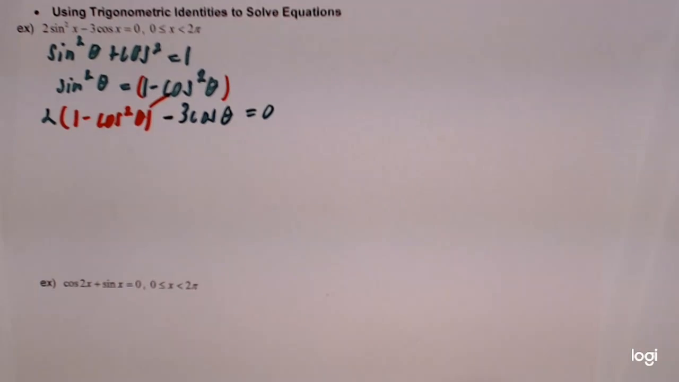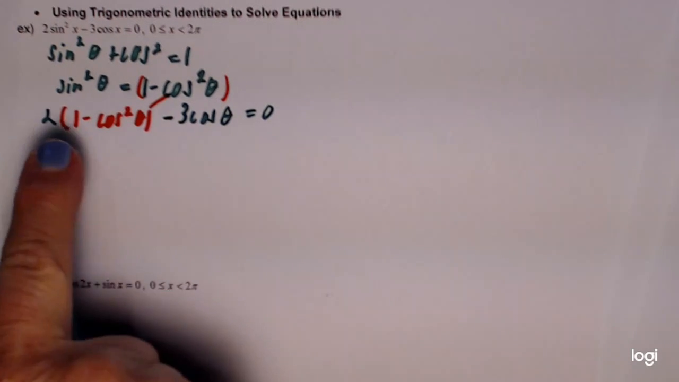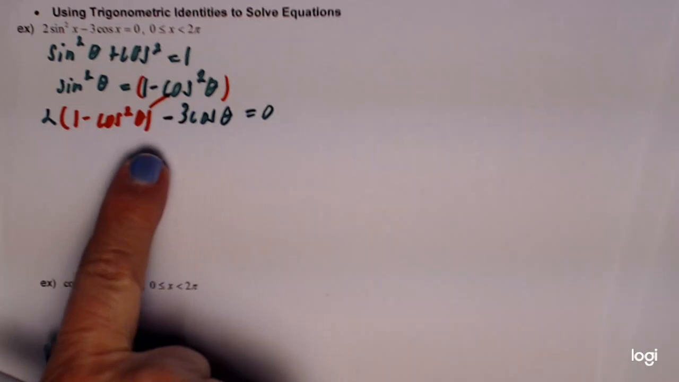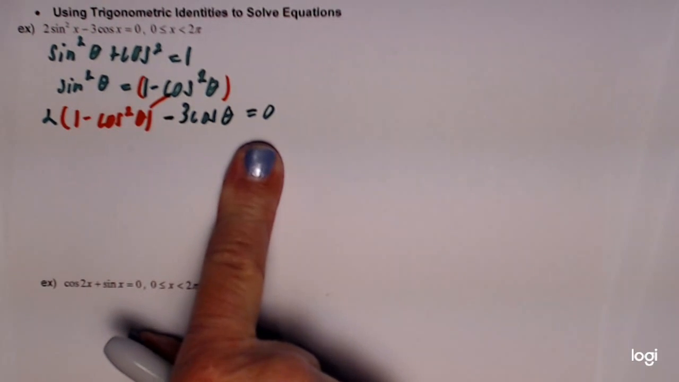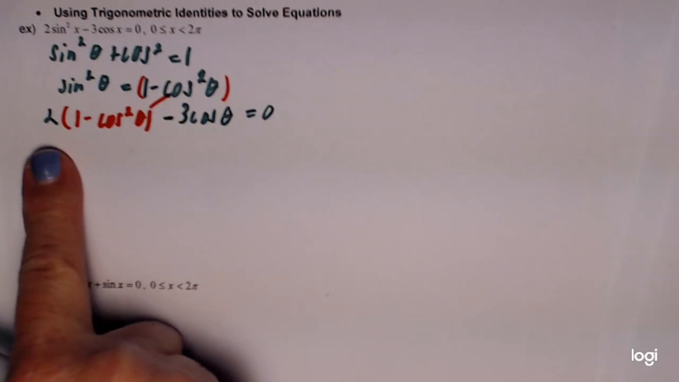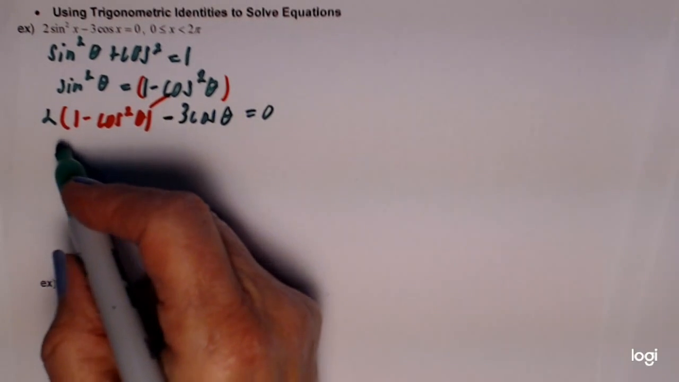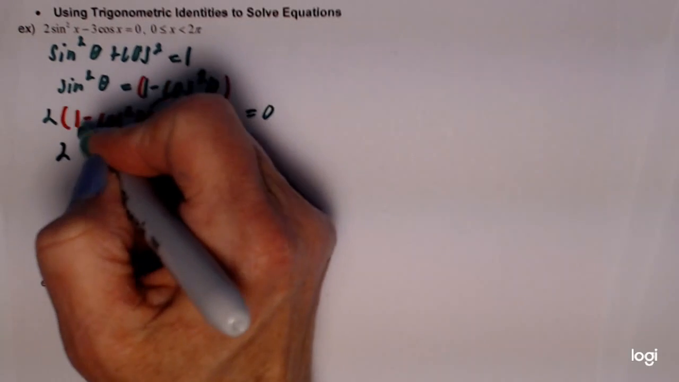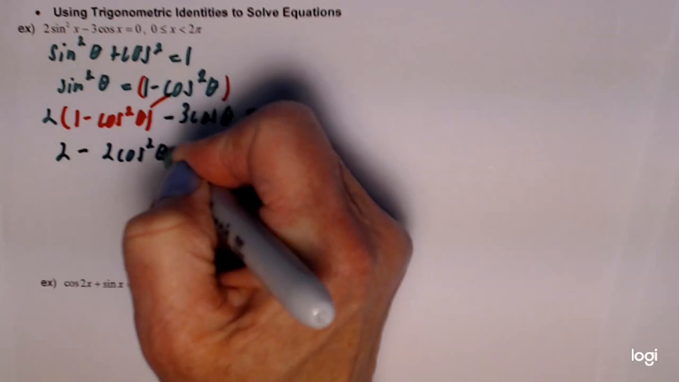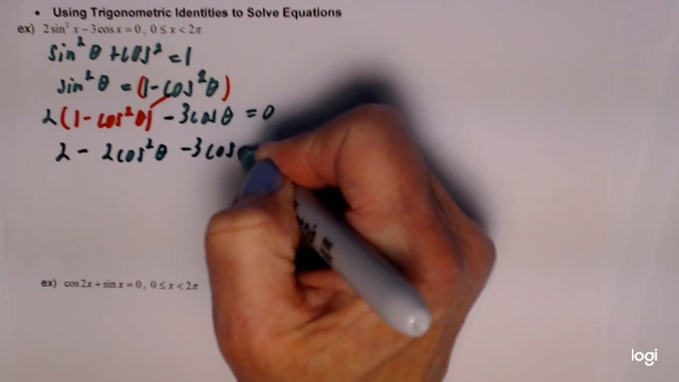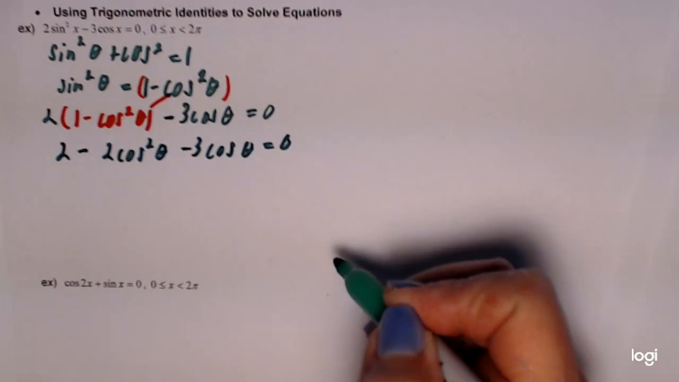Equals 0. So we substituted in for sine squared theta, and now we have our equation, and we can see it's all in terms of cosine theta. So now we just do the algebra. Let's distribute here. So we have 2 times 1, we have 2, minus 2 cosine squared theta, minus 3 cosine theta is equal to 0.